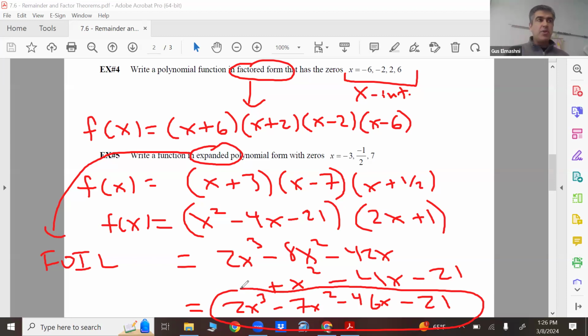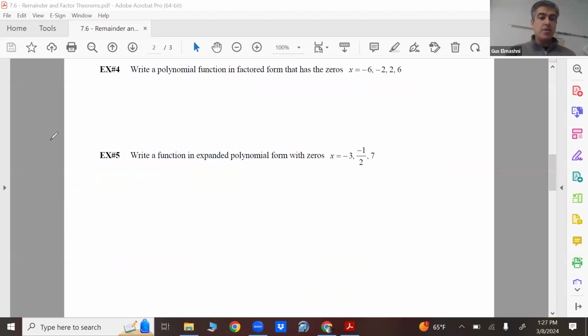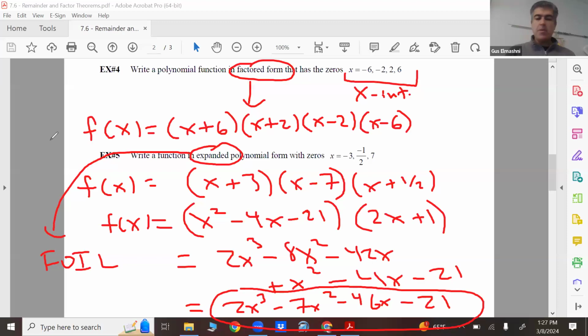But yeah, just make sure you know if you have x-intercepts, those are factors. X minus those numbers are the factors. So if you have negative 3, it's x plus 3. If you have negative half, it's x plus half, or make it 2x plus 1. If you have 7, it's x minus 7. Questions? No? Yeah, no problem. We're good.